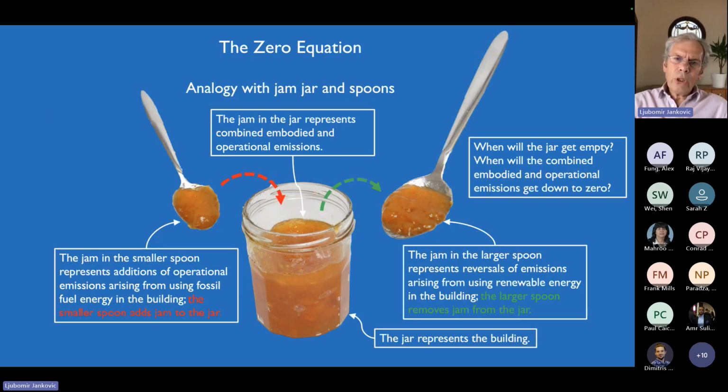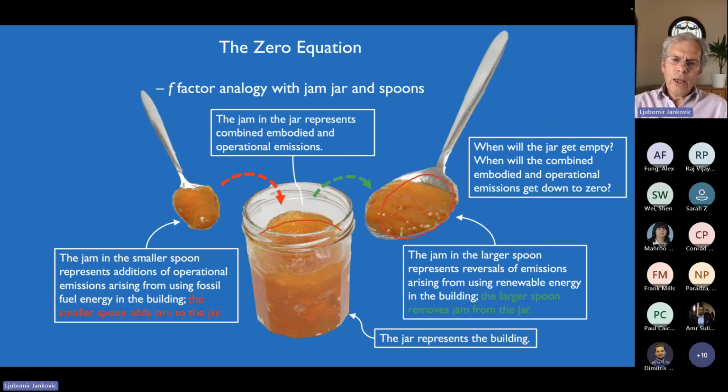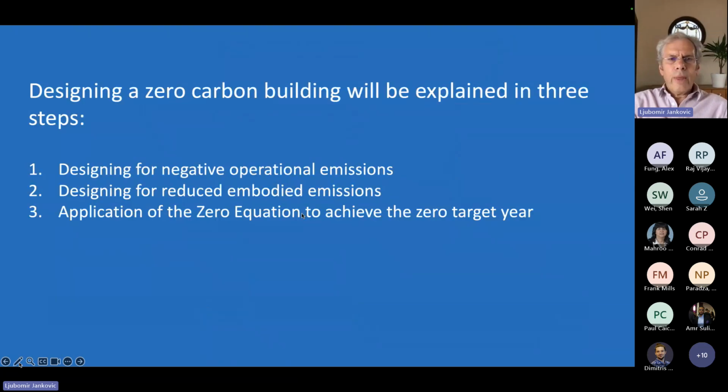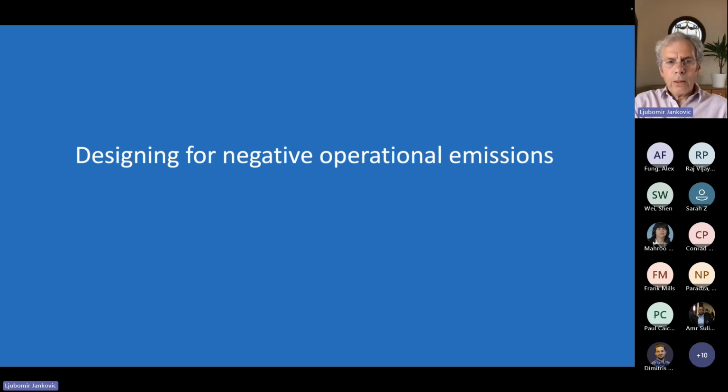Okay, and the jam jar representation of this is that we increase the embodied emissions in the jar by this much, and we increase negative operational emissions in the larger spoon by this much, and that represents factor F, this increase here and that increase there. So designing a zero carbon building will be explained in 3 steps: designing for negative operational emissions, designing for reduced embodied emissions, and application of zero equation to achieve the zero target year. First, designing for negative operational emissions.